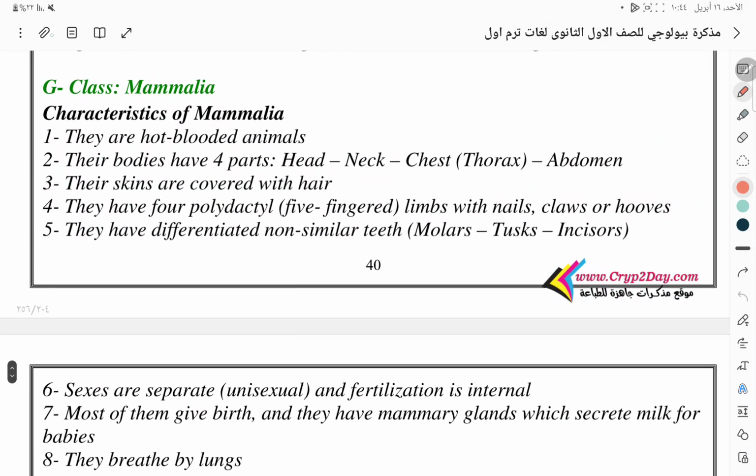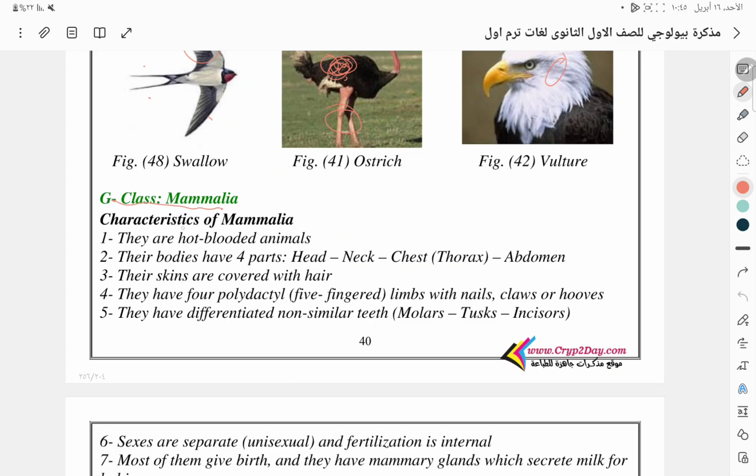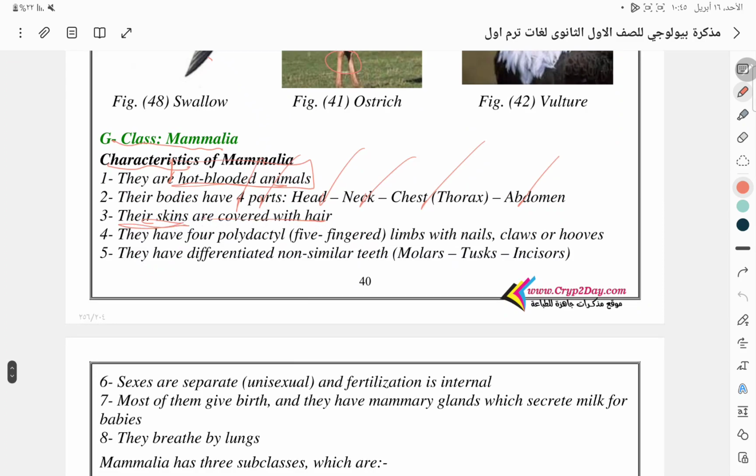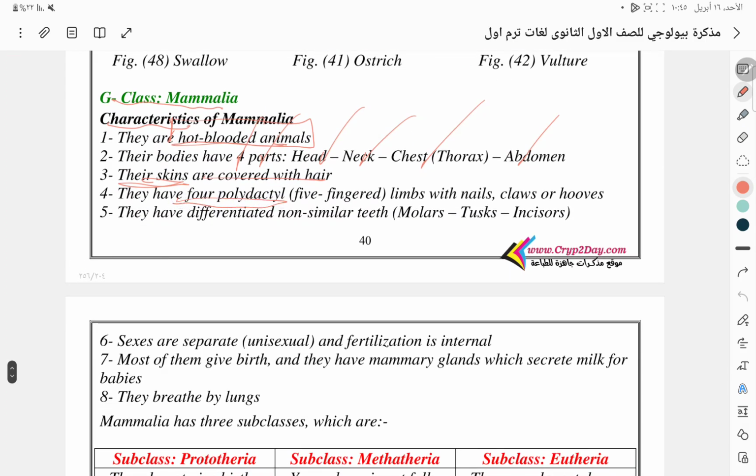Class Mammalia. What are the characteristics of class Mammalia? Warm-blooded animal. Their body has four parts: head, neck, chest, abdomen. Their skin is covered with hair. They have four pentadactyl limbs with five fingers, with nails, claws or hoofs.